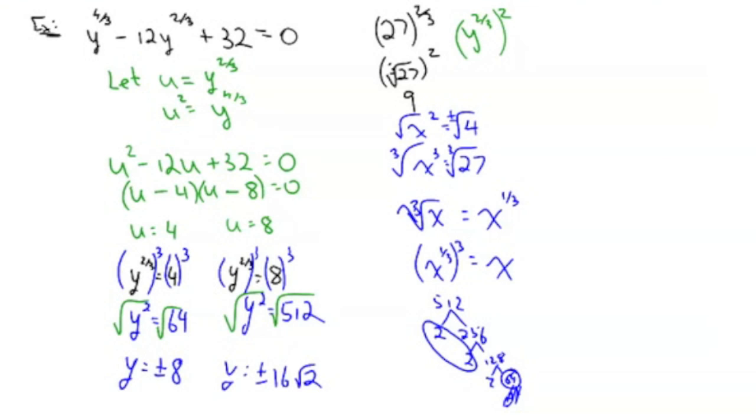So, the answer to this, after all of that, is y equals... How many answers? 4. 4 of them. 8, negative 8, 16 square roots of 2, and negative 16 square roots of 2.